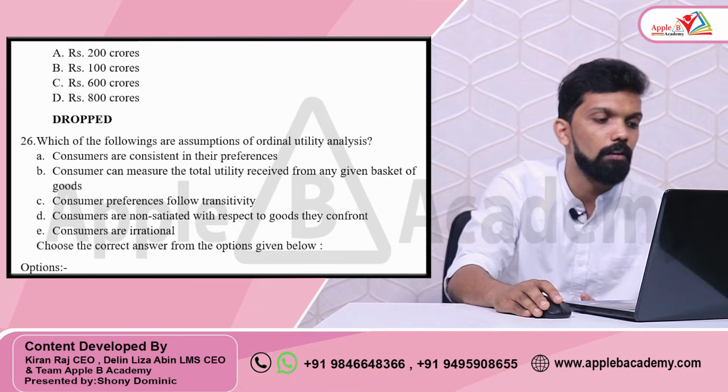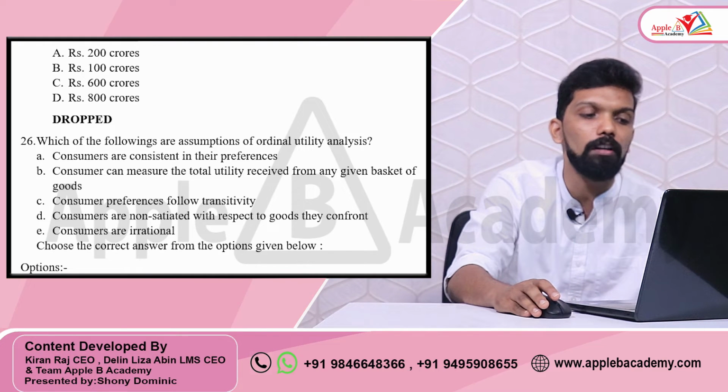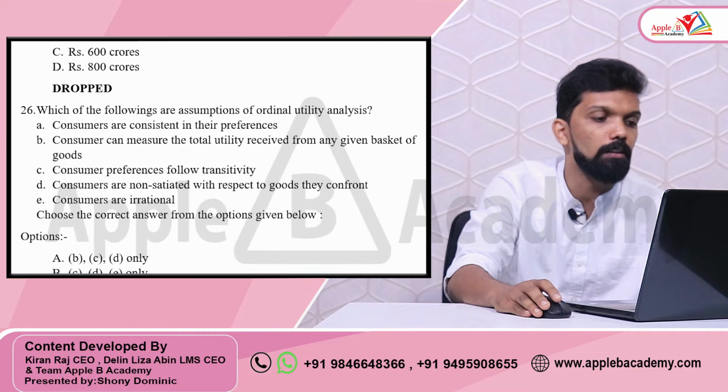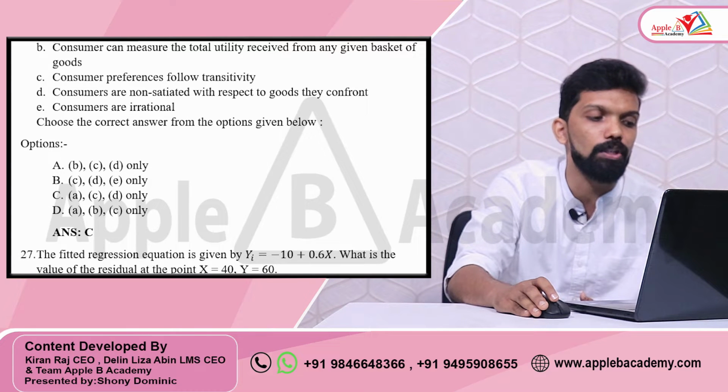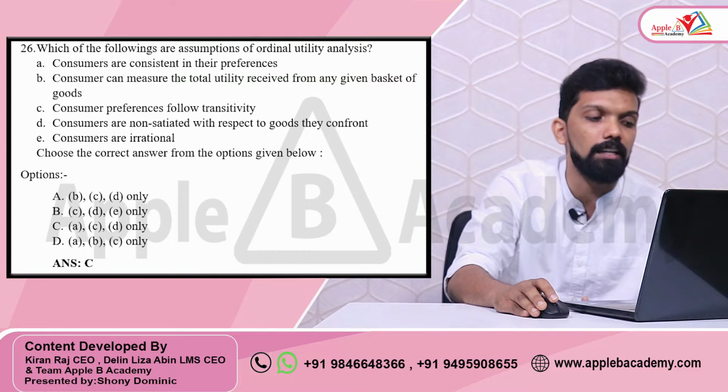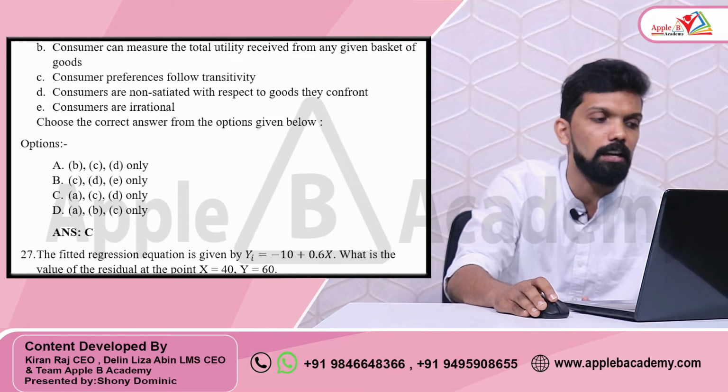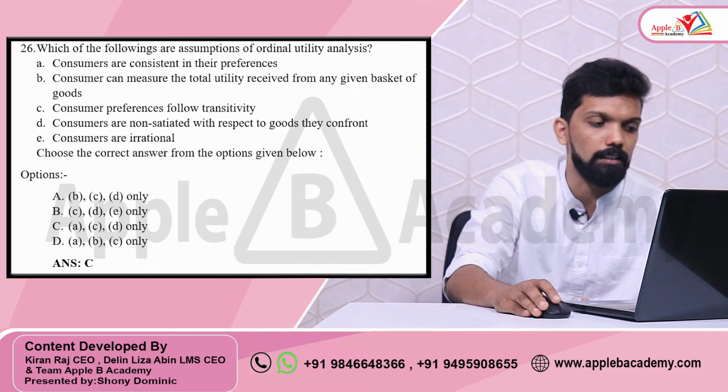Then the 26th one: which of the following are assumptions of ordinary utility analysis? Consumers are consistent with their preference. Consumers can measure the total utility received from any given basket of goods. Consumer preference follows transitivity. Consumers are non-satiated with respect to goods they consume. Consumers are irrational. So the right answer for this question is option C, which is A, C, and D. A, C, and D are the right statements for ordinary utility analysis.